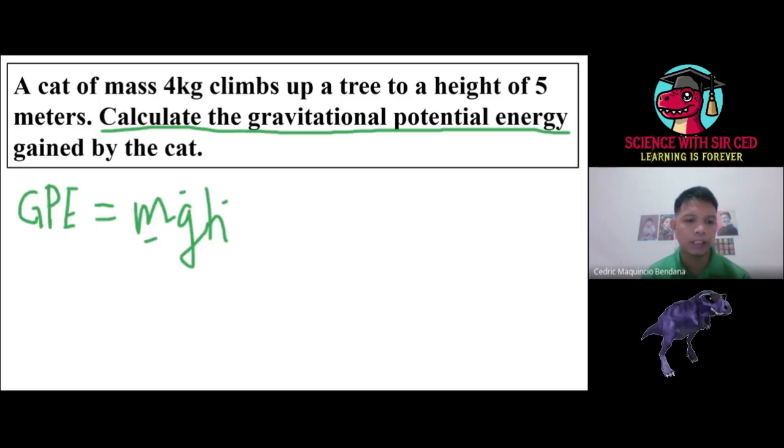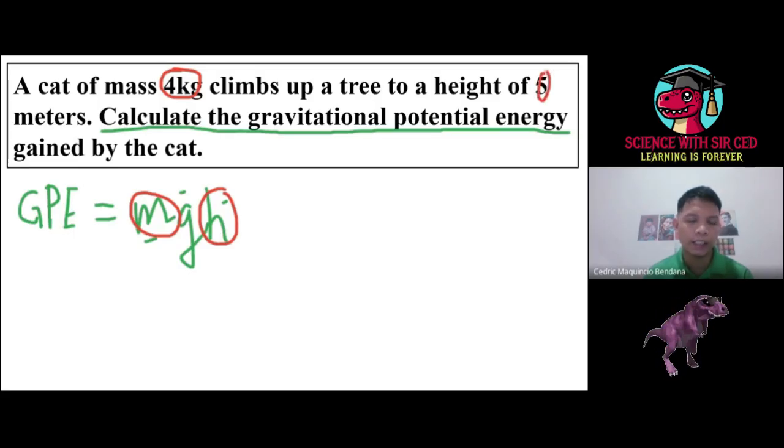To make sure, let's see if the variables in the situation are all present. Is there mass available? It must be in kilograms. Yes, there is the mass. And how about the gravity? Although gravity is not present here, we must understand that gravity is always given. It's constant, 9.8 meters per second squared. And the height is in meters, here 5 meters. Remember, when we calculate a variable, make sure that all the givens are in SI units. So for mass, it must be in kilograms, and for the height, it must be in meters.